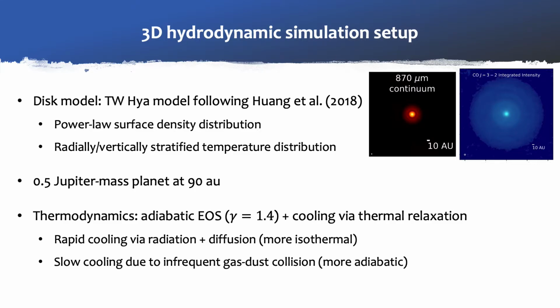So to test this theory with numerical simulations, we adopt a disk model of TW Hydra, as one of the motivations, as I will show you later, of this study is to explain spirals observed in the TW Hydra disk. So we have a planet at 90 AU with a mass of half a Jupiter mass, and we adopt an adiabatic equation of state with gamma of 1.4, and the cooling is realized through thermal relaxation over a prescribed relaxation timescale.